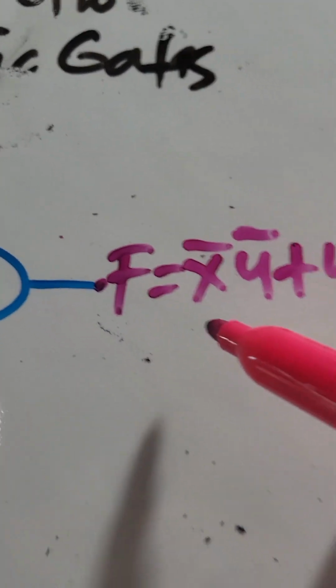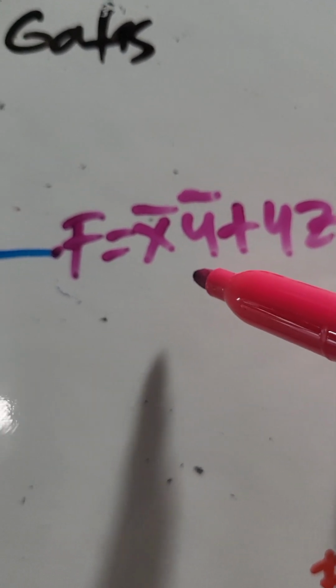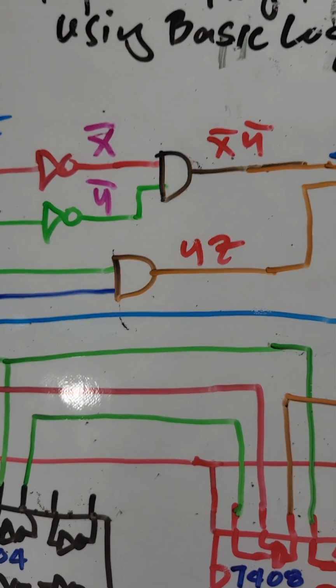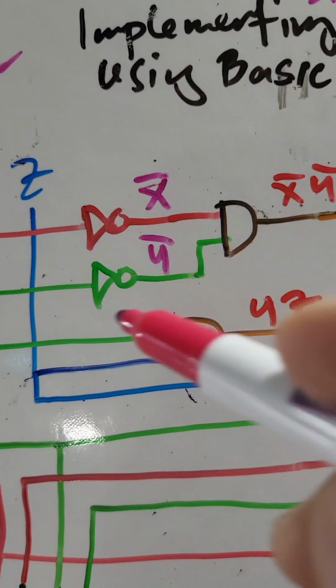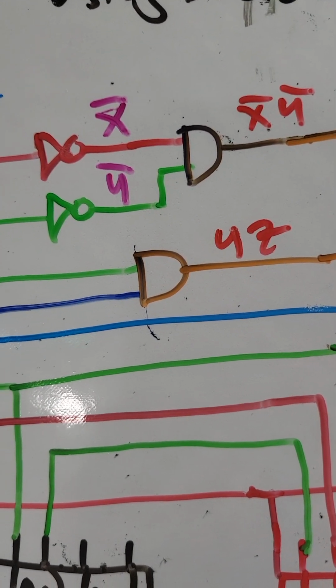So finally the output here, F, is equal to X bar, Y bar plus YZ. So this is the final output. So this is our logic diagram. So very simple. So how many gates? 1, 2, 3, 4, 5 gates. 2 inverters, 2 AND gates, and 1 OR gate.